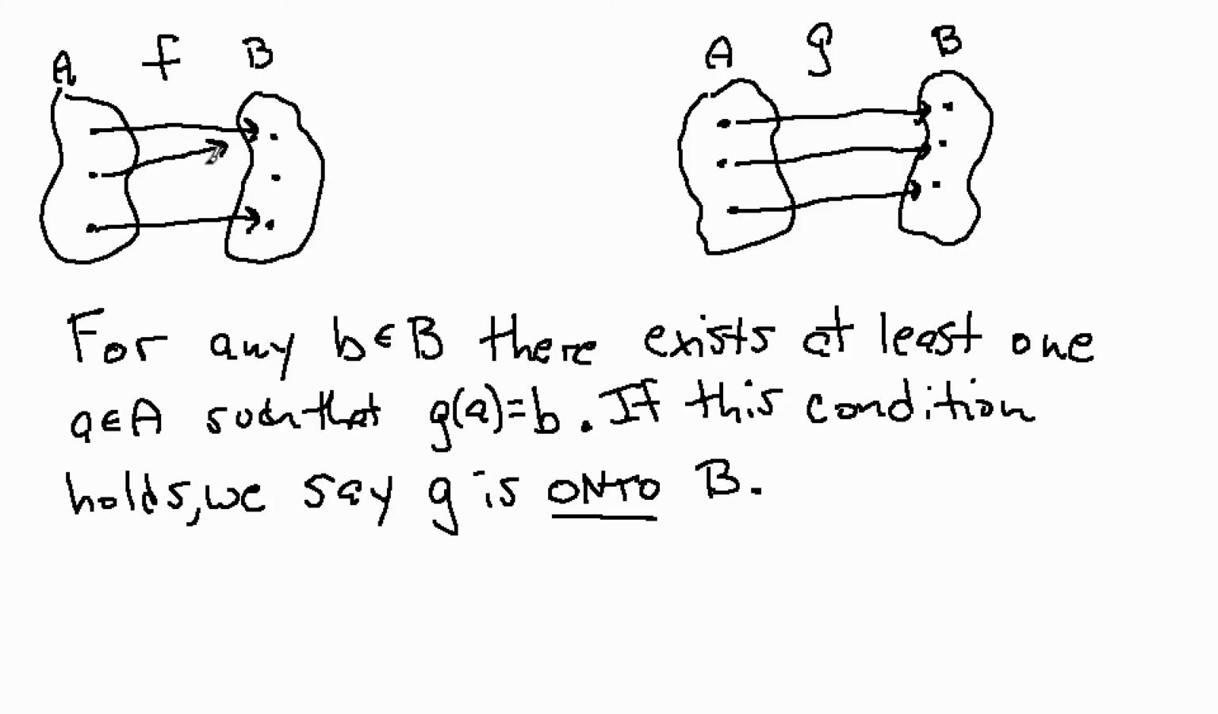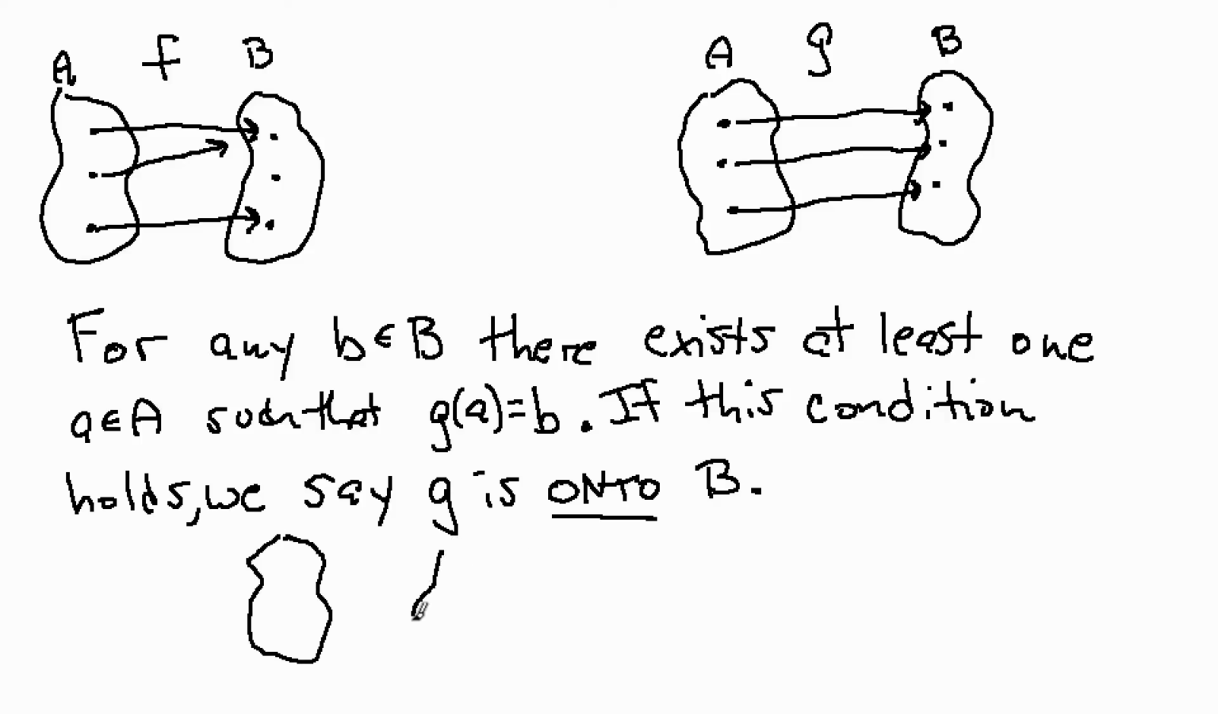In other words, I come over here and I note that in the set B, there is a point here that no point in A goes to. So F is not onto. In this situation over here, G is onto. Okay, let's consider even another situation here.